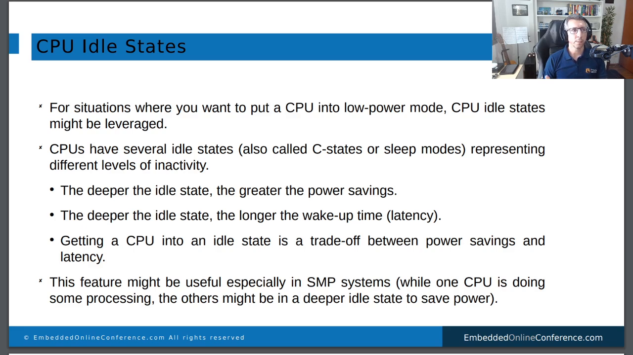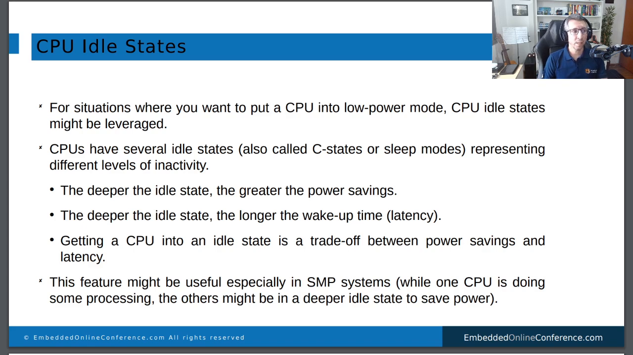To save power at the CPU level, you can use a feature called idle state. Modern processors have different idle states, more than one. You might have 3, 4, 5. The deeper the idle state of the CPU, the more power you save. But on the other hand, the latency is higher as well. The wake up time is longer. So there is an impact there.